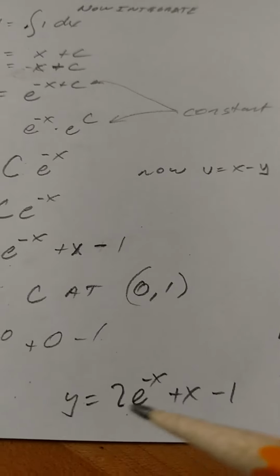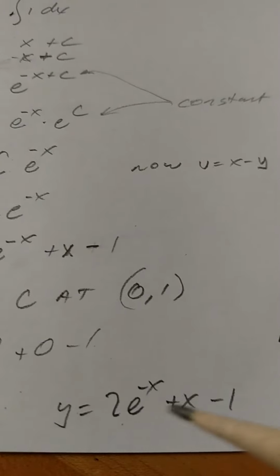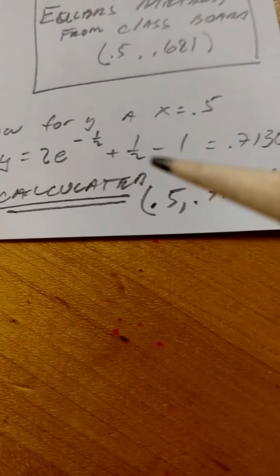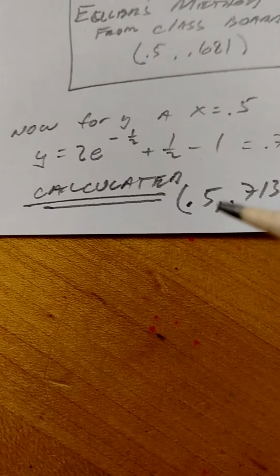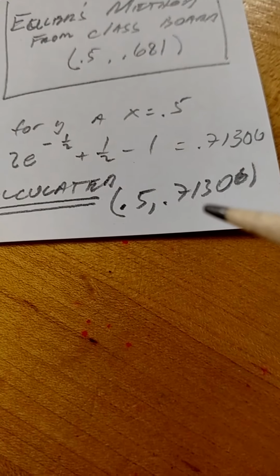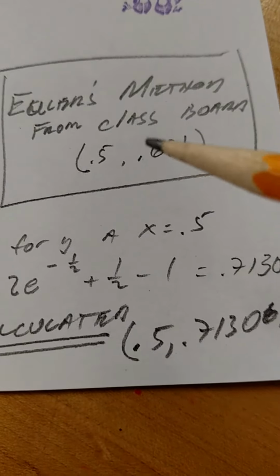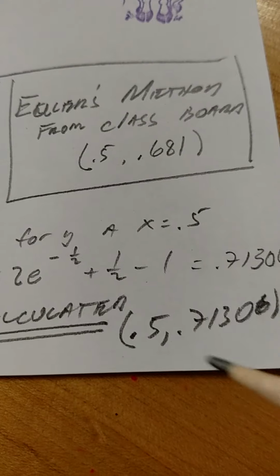So now I've got my equation. This is my equation for y that we were looking for. And now I can use that to evaluate it at 0.5. So I come over here and I evaluate it at 0.5, stick 0.5 into it, and I get 0.71306. So calculated at x equals 0.5, I get the y value is 0.71306. Notice with Euler's method we got 0.681. This is an approximation. This is an exact answer.